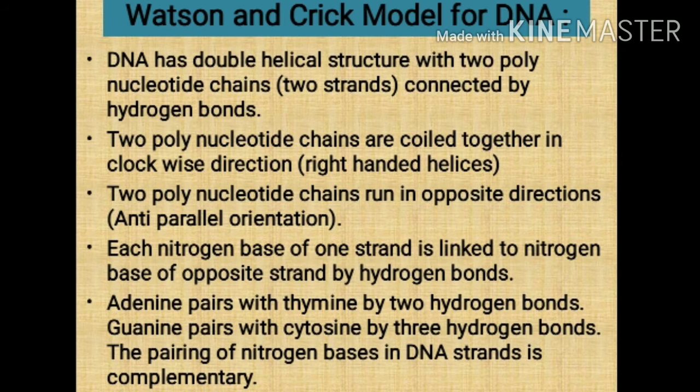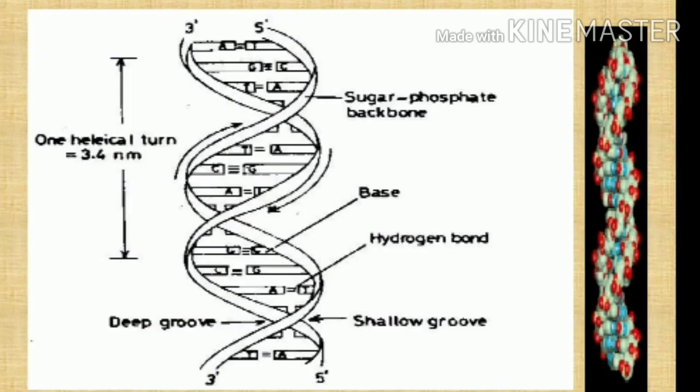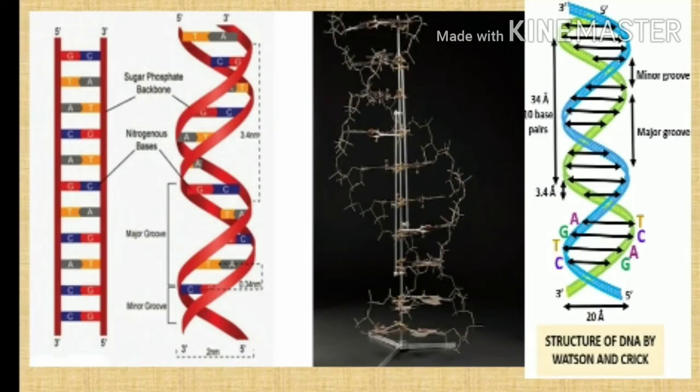DNA contains two polynucleotide chains, two strands, which are connected by hydrogen bonds. DNA is double helical in structure with two polynucleotide chains linked by hydrogen bonds.